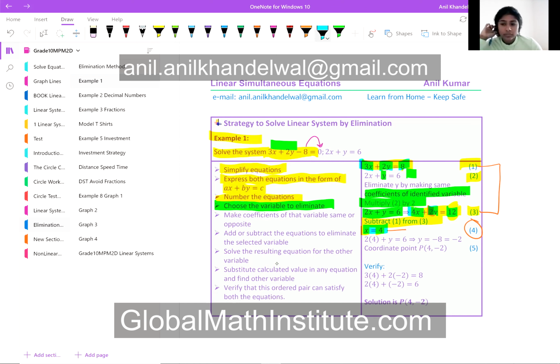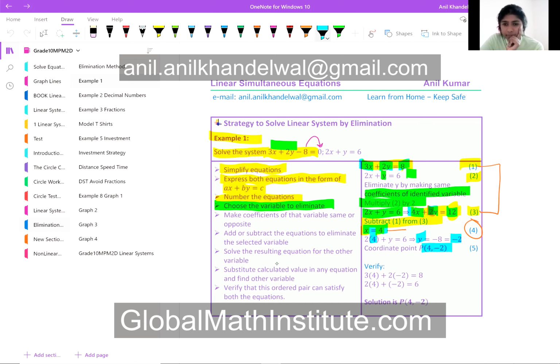To find y, we should substitute back the value of x into one of our equations. Substituting it into the second equation, we found the value of y, which came out to minus 2. Always, we have to provide the answer in coordinate form, both x and y values. So the coordinate point P in this particular case, which is the point of intersection and is also the solution, is (4, minus 2). Now in this question, we are only asking for the solution.